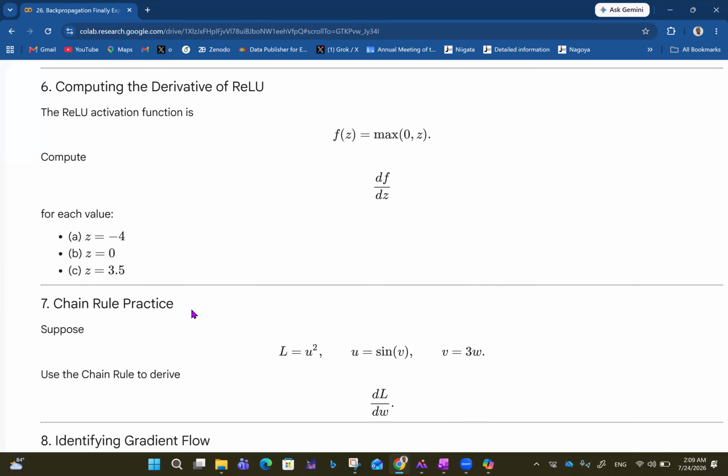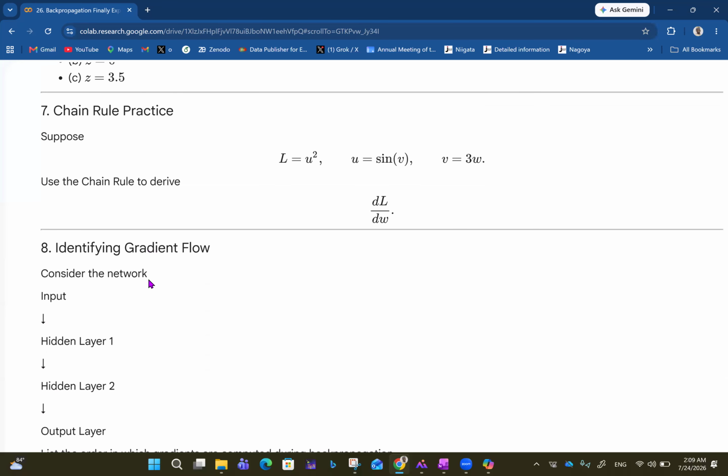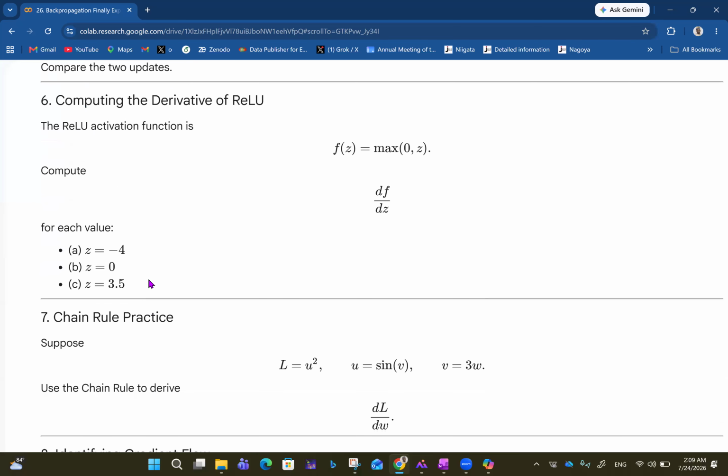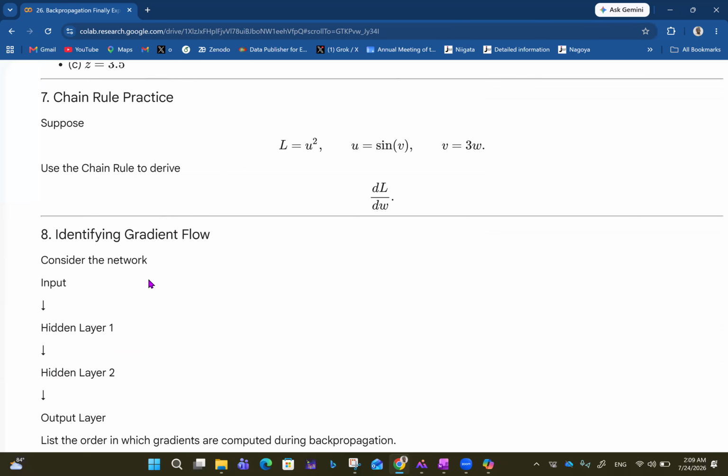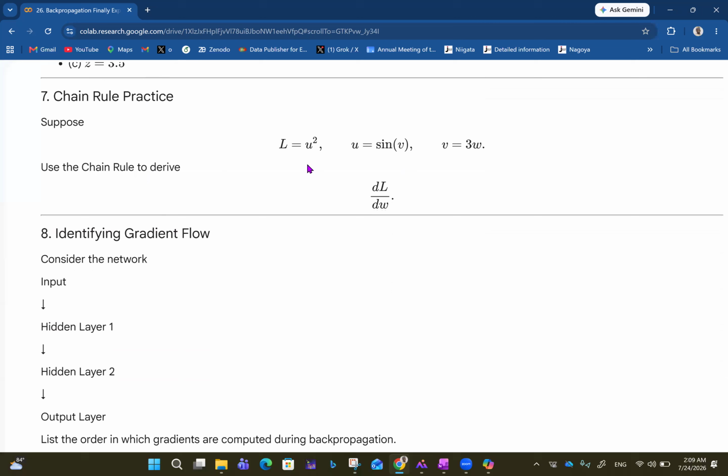So compute the derivative of ReLU. The ReLU activation function f of z is max of 0 and z. Compute df/dz for each value: z is minus 4, z is 0, and all of that. Then you have the chain rule. Suppose the chain rule is all this. We can do the chain rule easily with this. dL/dw will simply be dL/du multiplied by du/dv multiplied by dv/dw, and you get your answer.